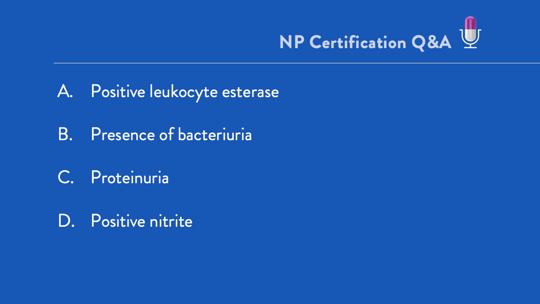A, positive leukocyte esterase. B, presence of bacteriuria. C, proteinuria. D, positive nitrite. The correct answer here is D, positive nitrite.